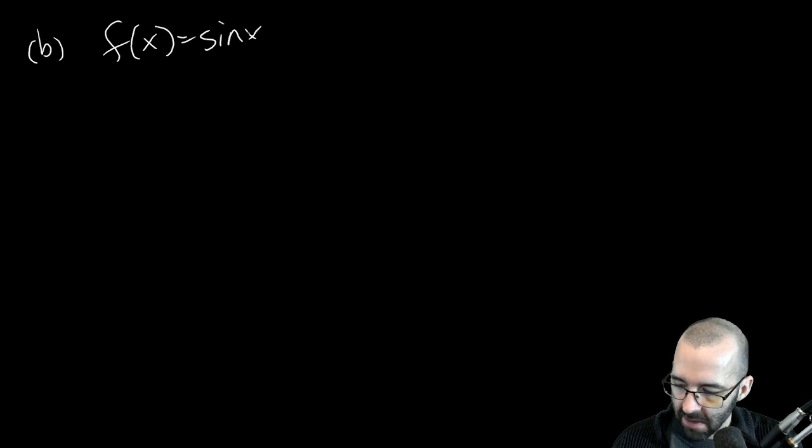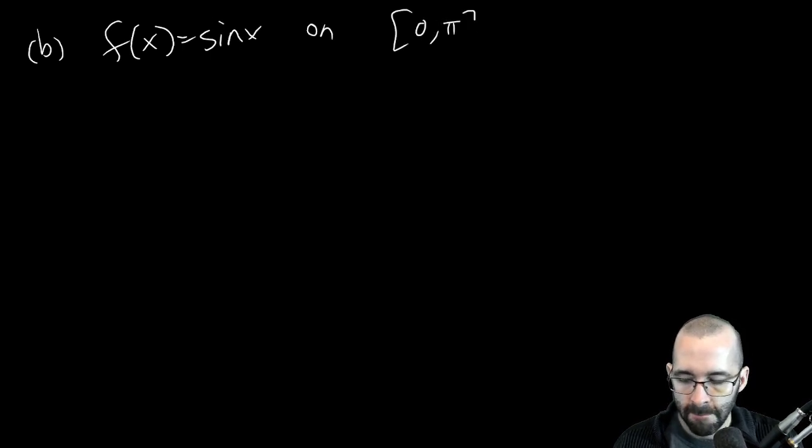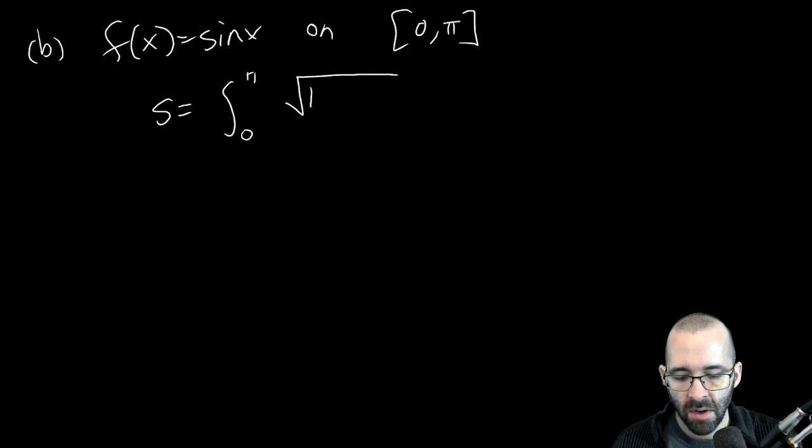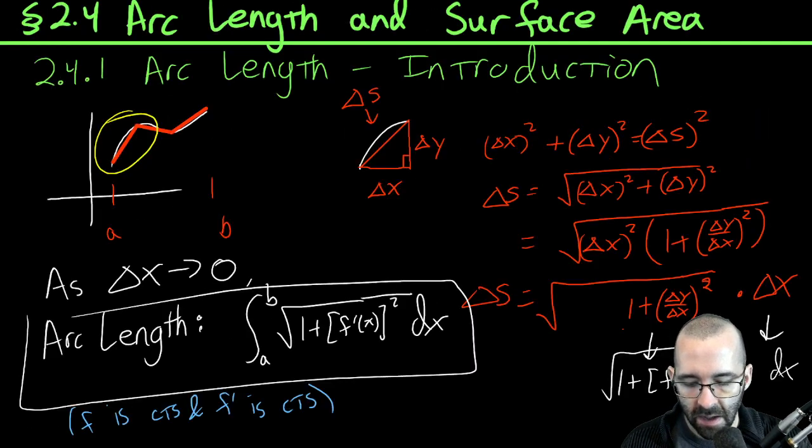Part B. F of x equals sine of x on 0 to pi. So again, it's the exact same thing. Just use the formula. Okay, the arc length, we usually use S for arc length, but you can write whatever you want. Arc length is the integral from 0 to pi of the square root of 1 plus its derivative squared. What's the derivative? Cosine. All right. That's all we're doing here. We're just using this formula.